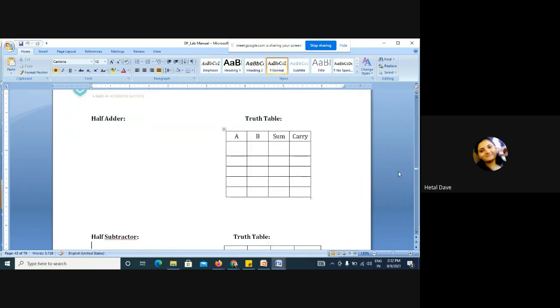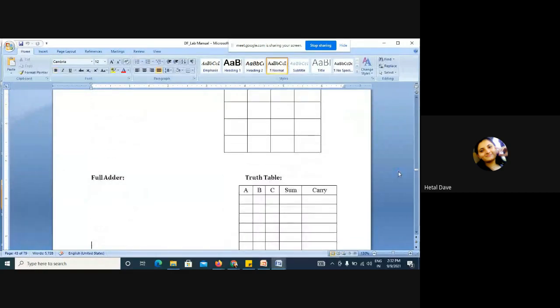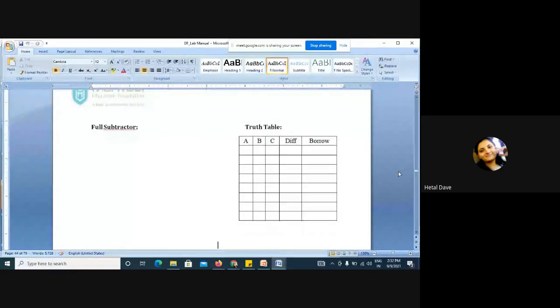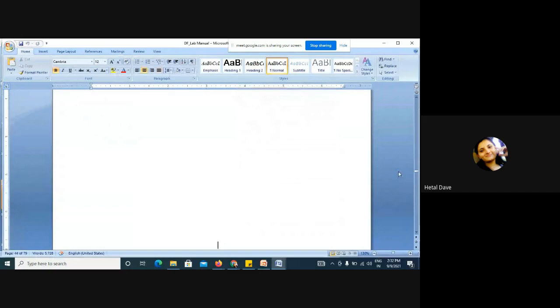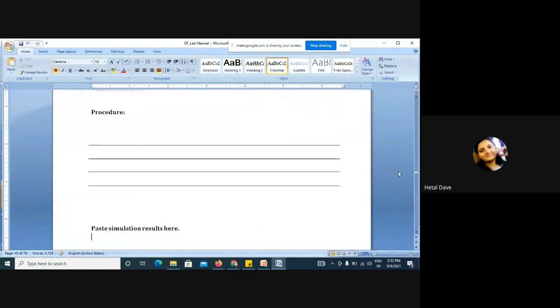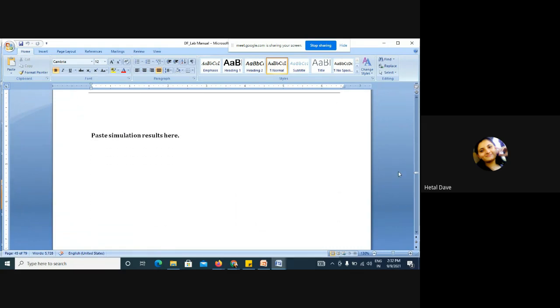In the same way for the half subtractor, the book work photo should be pasted here. Same way for the full adder, you can make space based on your photo, and for the full subtractor. Then the procedure is given, so you will write the procedure that you can type. It's okay with this. Test simulation result here.